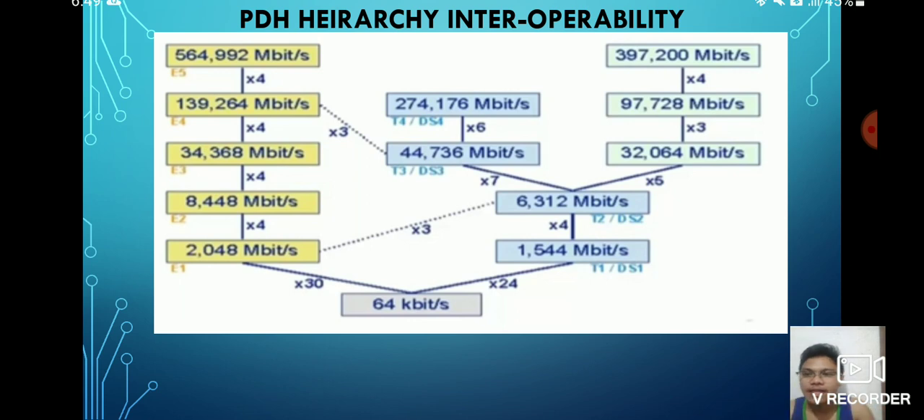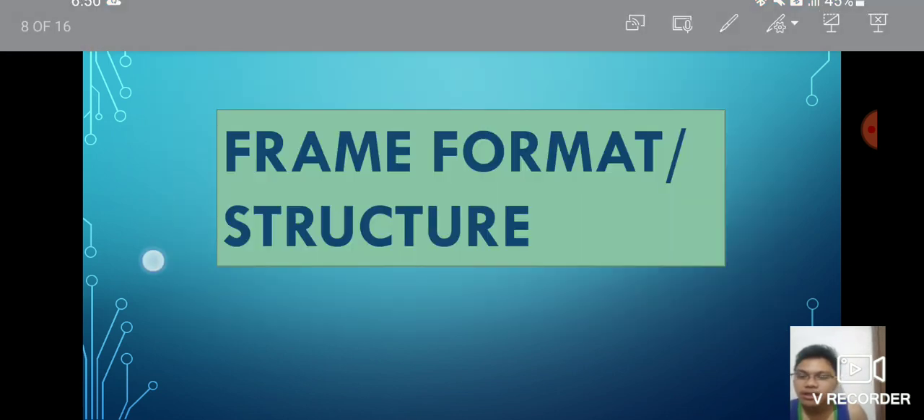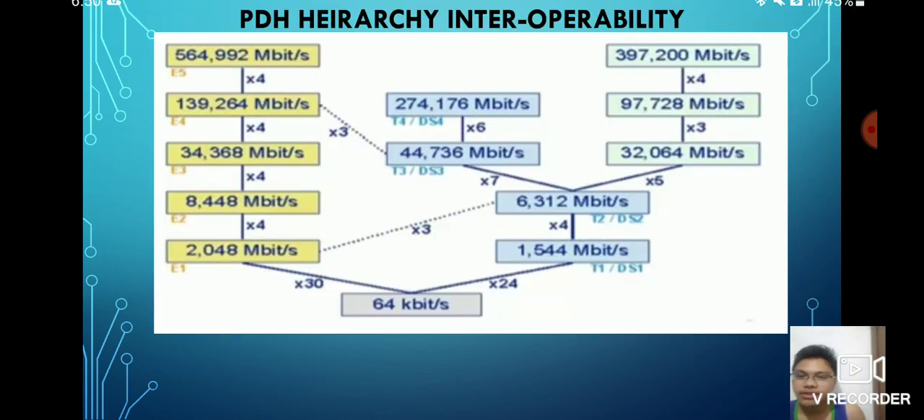Next, we have the PDH hierarchy, or the interoperability. Since we have the E carrier here, we have the T carrier and the J carrier, which correspond to Europe, Japan, and North America. First, to convert the 64 bits, we multiplex it by 30. Then the next consecutive levels are multiplexed by 4.